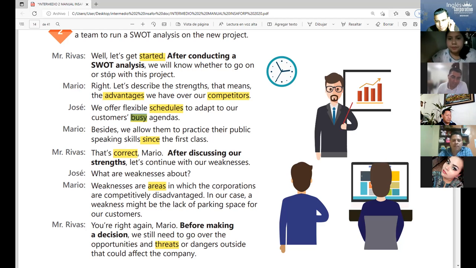What are weaknesses about? Weaknesses are areas in which the corporation are competitively disadvantaged. In our case, a weakness might be the lack of parking space for our customer. You're right again, Mario. Before making a decision, we still need to go over the opportunities and threats or danger outside that could affect the company. Excellent. Very good, Ms. Sabrina and Mr. Jose Mario.